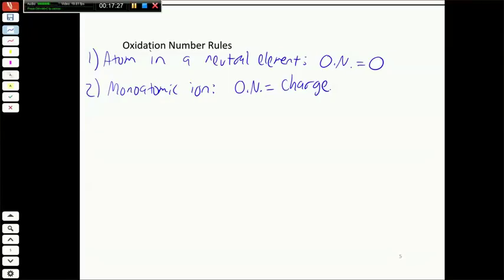Another important rule that a lot of these then follow through is that the sum of the oxidation numbers in a compound or in a polyatomic ion equals the total charge.